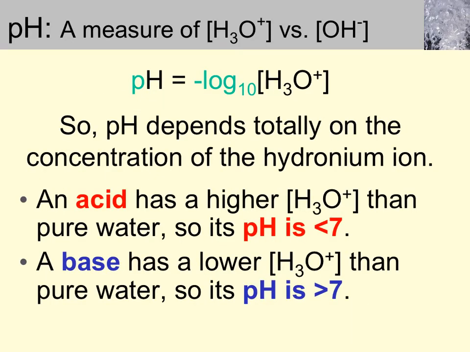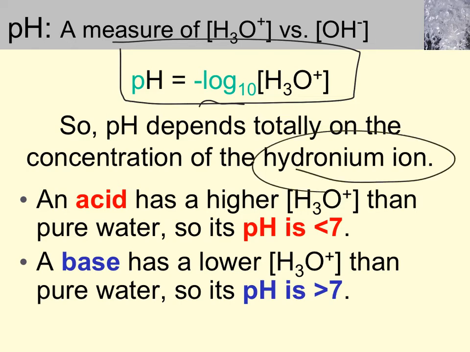The formula we use, and I would jot this down someplace where you can refer to it regularly until you have it committed to memory. pH, which is the value that we use to measure acidity in solution, is defined as minus base 10 log of the concentration of hydronium ion. So pH depends totally on the concentration of this hydronium ion. And many acids will not even function as an acid unless they're in aqueous solution.